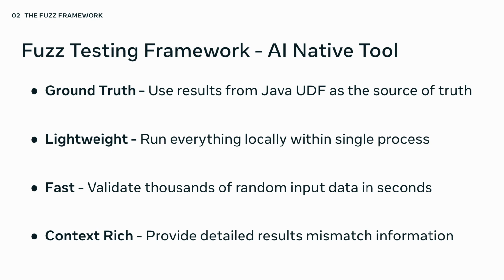So the AI agent can very easily run it with one command on the same host and get back the result instantly. And also the tool needs to be fast. Our tool right now can validate thousands of random input data in seconds, so the AI can get fast feedback and iterate on the results. The last one is whenever there's a result mismatch, we need to provide context-rich information so the AI knows exactly what the issue is and can go back to reread the source code and fix the bug.